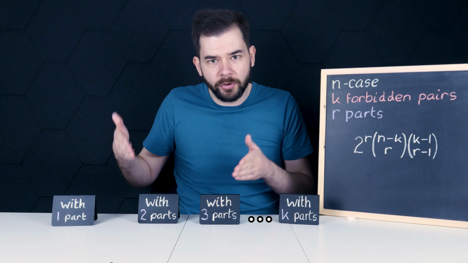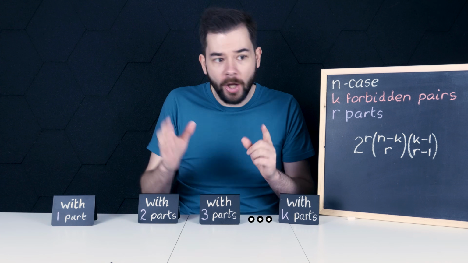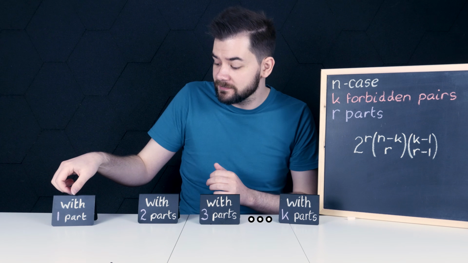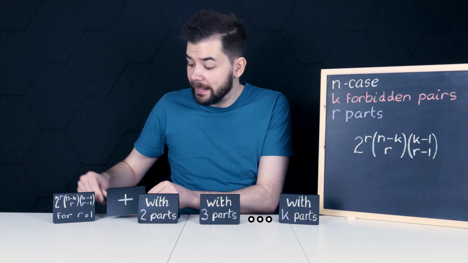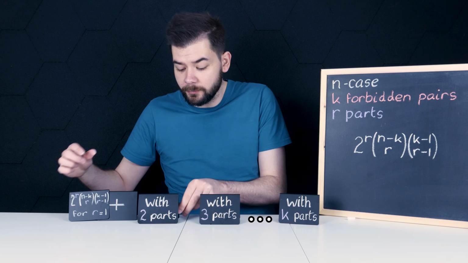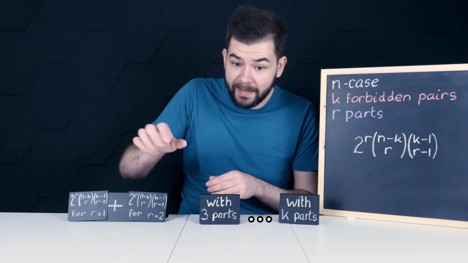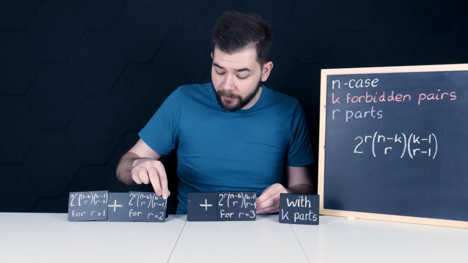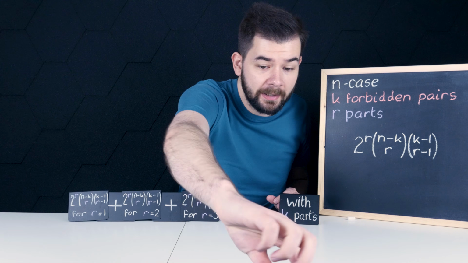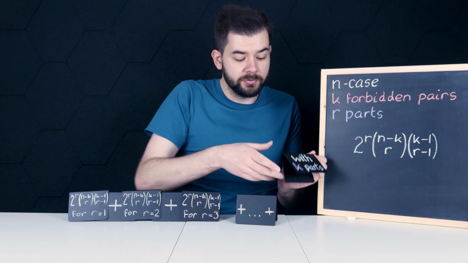So we just need to add up all of these cases, and we know the formula for each of these cases. So when r equals 1, we have the formula here, and we need to add that to the formula when r is equal to 2, and then we need to add that to the formula when r is equal to 3, and so on, all the way up to the formula when r is equal to k.